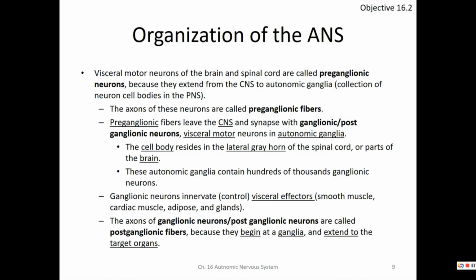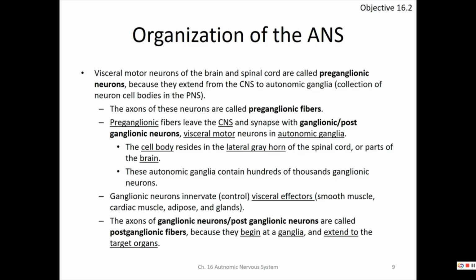Then we go out to the ganglia. The ganglionic neurons are what control our smooth muscle, cardiac muscle, glands, and adipose. That's usually the order that I mostly say it in. The ganglionic neurons are the control cells. These are the visceral effector controllers. They control the cells the autonomic nervous system controls. The axon of a ganglionic or postganglionic neuron is what we call a postganglionic fiber, and they go from the ganglia to the target organ.